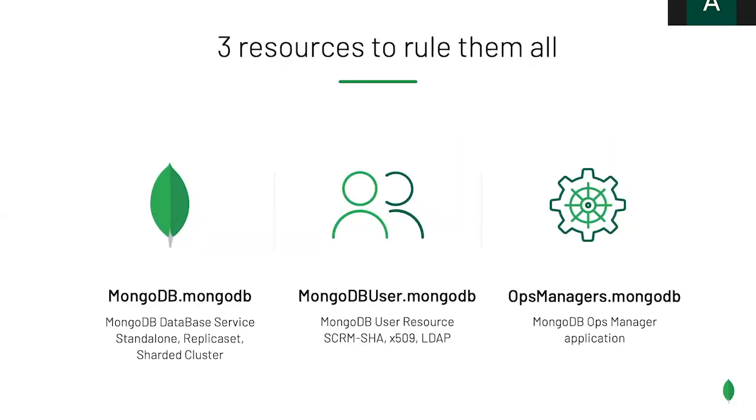In conclusion, we have 3 resources to rule them all. One is the MongoDB resource, which represents MongoDB clusters, the standalone, replica sets or sharded clusters. MongoDB user represents users that need to connect to those clusters. And Ops Manager provides an additional control plane for MongoDB clusters running in the enterprise.